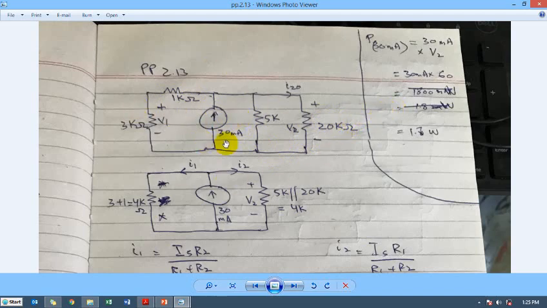Okay, so this is the original circuit. They want us to find V1 and V2. What we have done here is this resistance and this resistance are in series, so I have just combined them as a 4k. This was 3k and this is 1k. Series combination directly added, 4k.